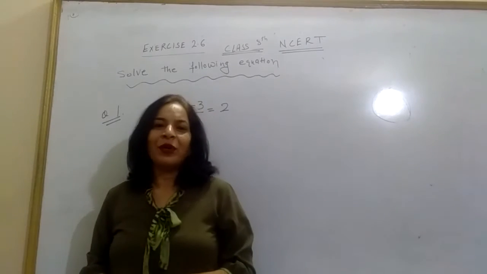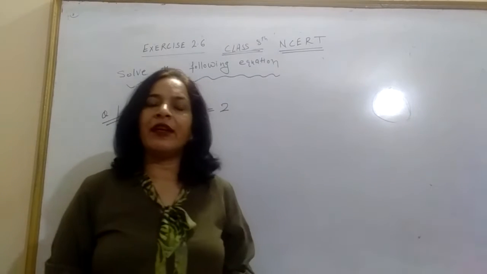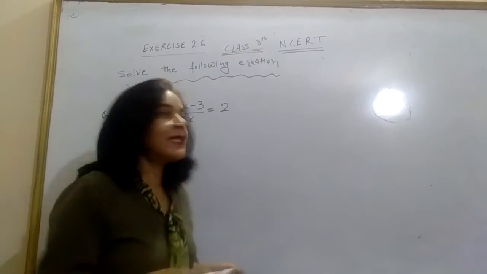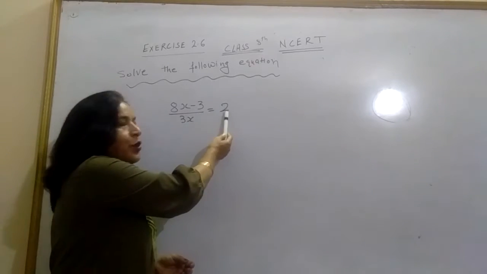Everyone, today we will solve exercise 2.6. Solve the following linear equation. So question number 1 is here: (8x minus 3) upon 3x is equal to 2.